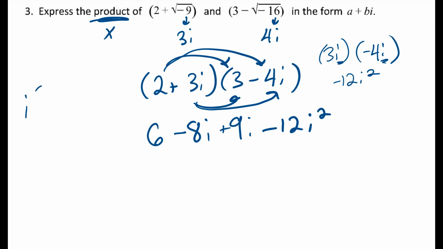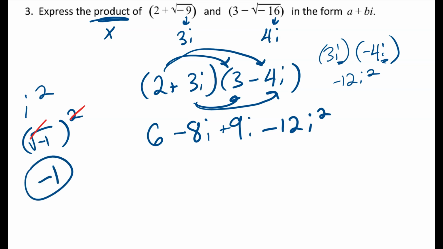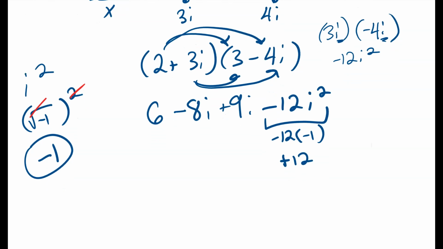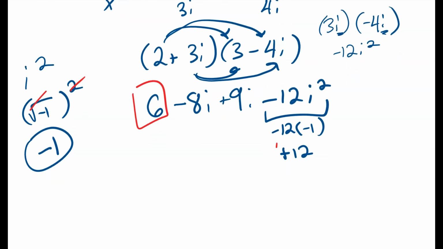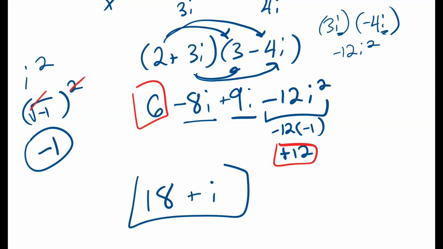So let's think about i squared for a minute. We already talked about how i is the same thing as radical negative 1. And when I square a radical, I know that gets rid of the radical. So when I square i, that's the same thing as negative 1. So this is minus 12 times negative 1, which just ends up being a positive 12. When I combine that with my 6 over here, those are my real parts. 12 plus 6 is 18. And minus 8i plus 9i is just 1i. So this is simplest a plus bi form. I've got my real part in the front and my imaginary part in the back.